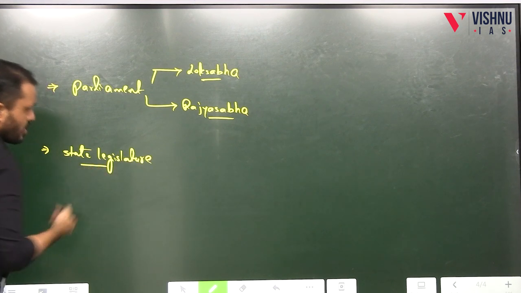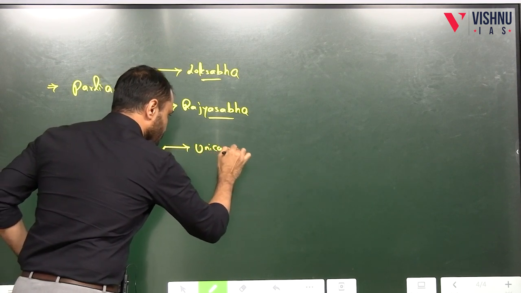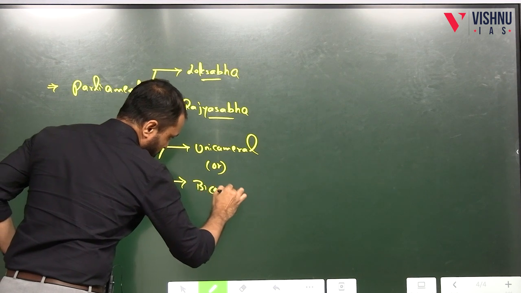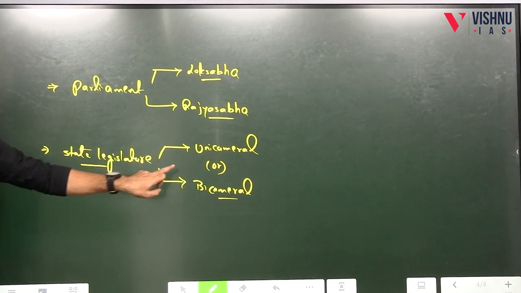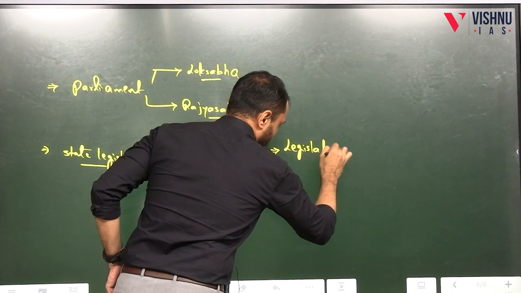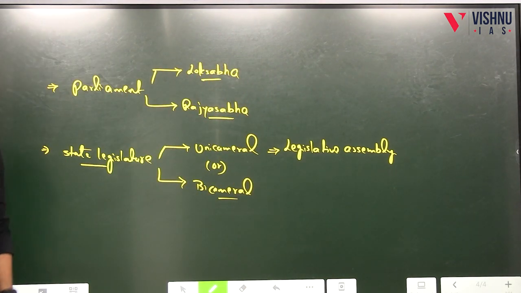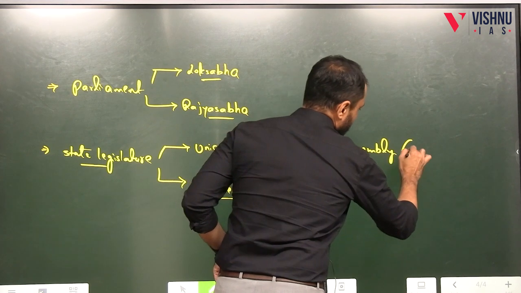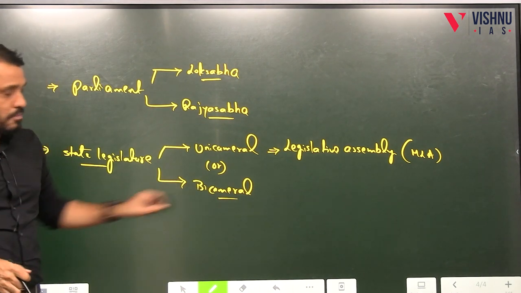Now, state legislature. Like I mentioned earlier, state legislature might be unicameral or it may be bicameral. If the state legislature is unicameral, it has only one house. That house is known as legislative assembly. Whoever is a member in legislative assembly, those persons are known as what? MLA, member of legislative assembly.